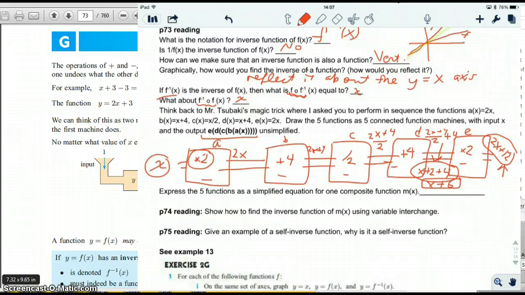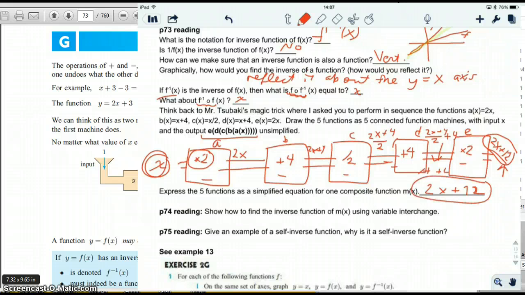So, when I say express the 5 functions as a simplified equation for one composite function m of x, I could just put 2x plus 12, right? Because when I cascade all these functions together, I start with x, what comes out? 2x plus 12. It was much more complicated, but I just simplified it, right?